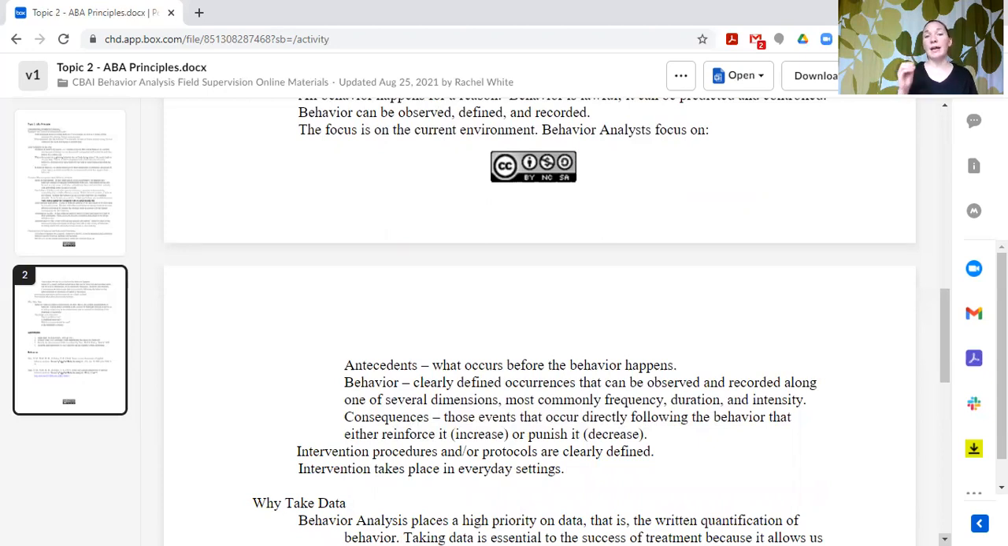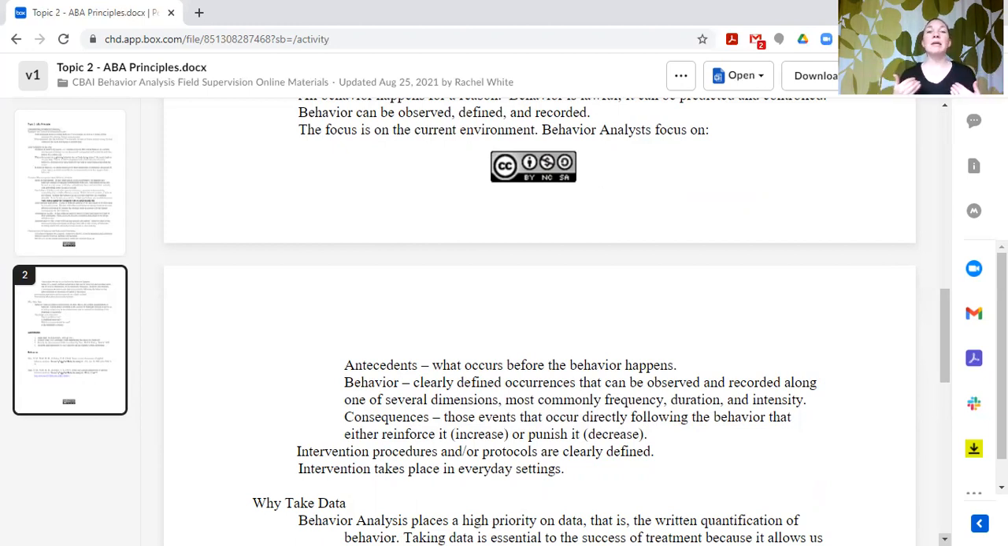We want to clearly define the occurrences that can be observed and recorded. We'll talk more about that. And we focus on the consequences, meaning what happened after the behavior. Not necessarily how someone responded, though that could be what happened following the behavior, but more specifically, how did the environment change so that we can have a better clue as to what need the learner had that this behavior is meeting. So again, the learner is meeting their needs using behaviors.